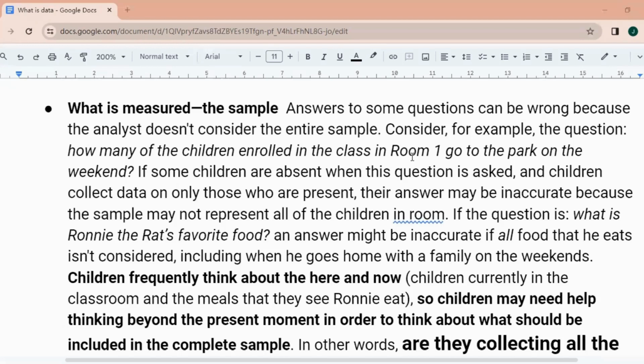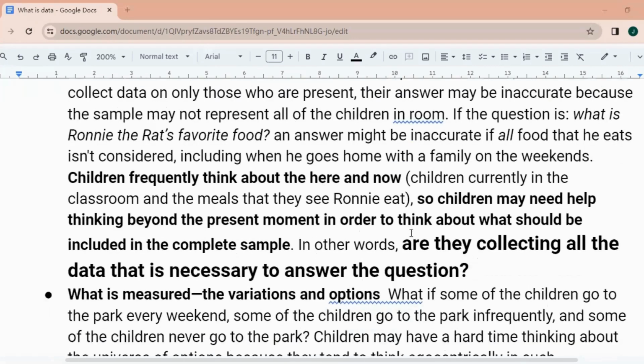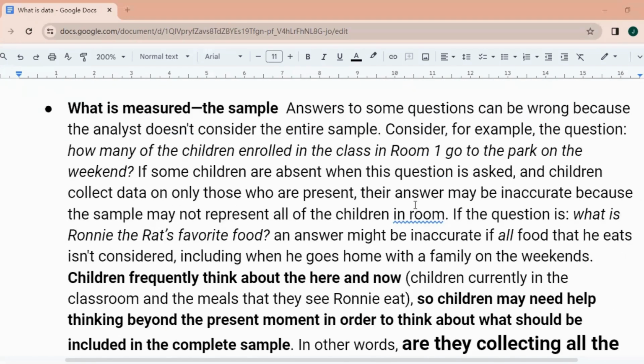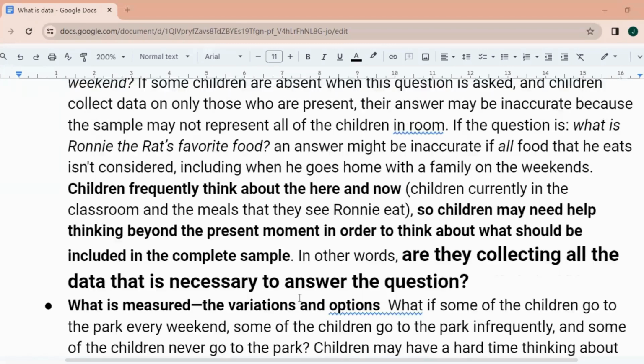Okay, and there are a few other examples. Mainly we need to know here is that children frequently think about the here and now. So in order to have the correct measure, we may need to help them think beyond the present moment in order to think about what should be included in the complete sample. So in other words, are they collecting all the data that is necessary to answer the question? Okay, so that's the example of what we need to measure.